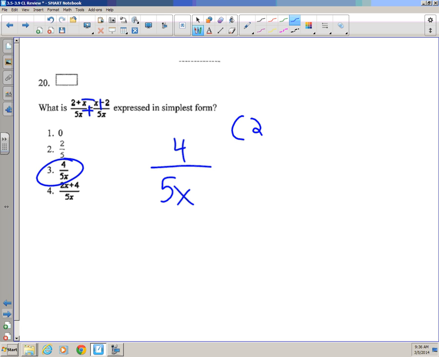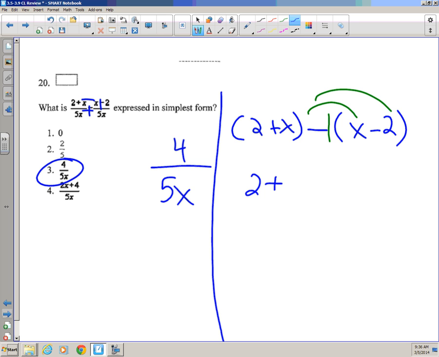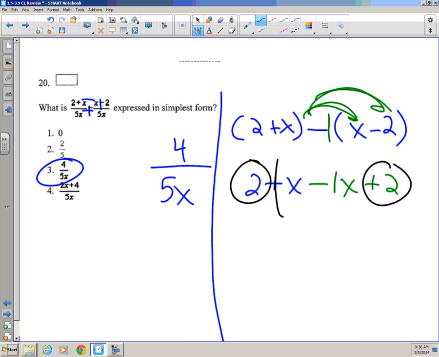Let me show that a little bit differently. Your original numerator was 2 plus x. You were subtracting from that x minus 2. I essentially have to distribute a -1 into here, which means this guy, 2 plus x, is normal. When I distribute, I get -1x, right? When I distribute, I get +2. Well, again, if you group like terms, 2 and 2 is 4, but x minus x is nothing. All right, that's where the 4 over 5x comes from.